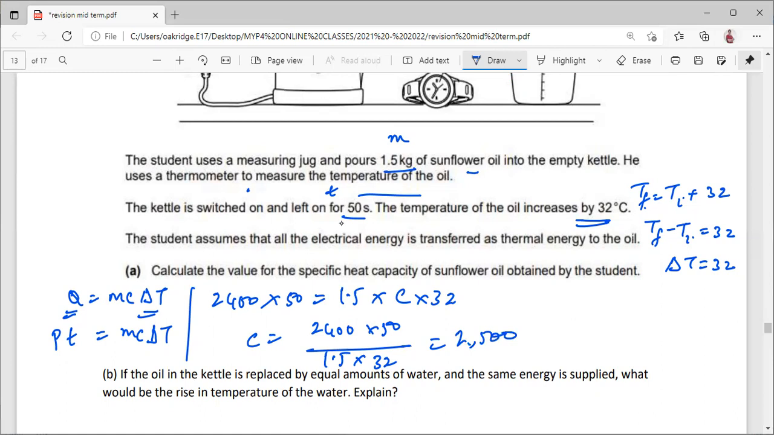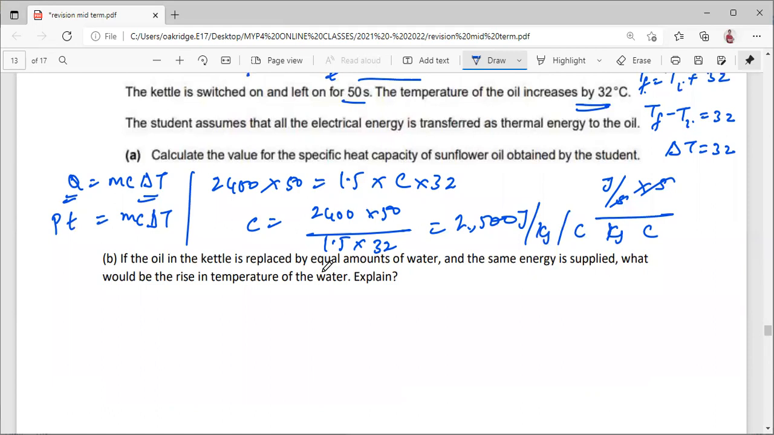Let us look at the units. This is watt. Watt is nothing but joules per second, multiplied by 50 seconds, divided by 1.5 kg and 32 degrees centigrade. So the seconds go away. The answer should be joules per kg per degree Celsius, or per degree Kelvin. Both are right. So this should be your answer.